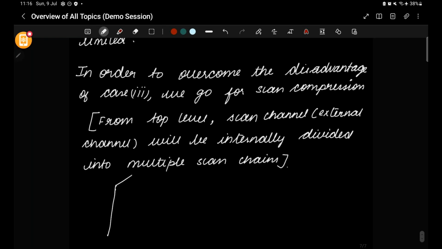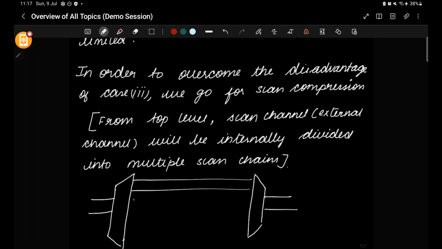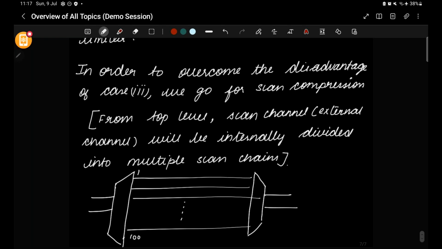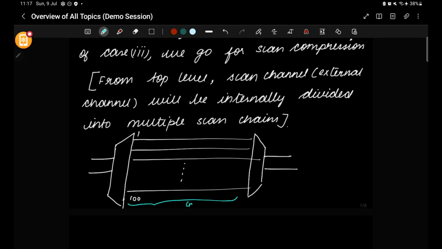So we'll be having a decompressor logic. What is decompressor logic and what is compressor logic, we'll discuss in depth during the EDT class. This is a decompressor, this is a compressor. From top level, for example, we have only 2 channels, which will be divided internally into 100 chains. This is 1 to 100 scan chains. These are the internal chains, and these are the external channels.